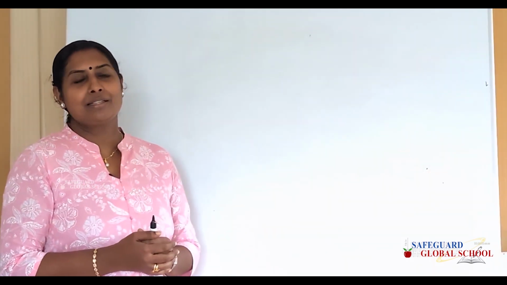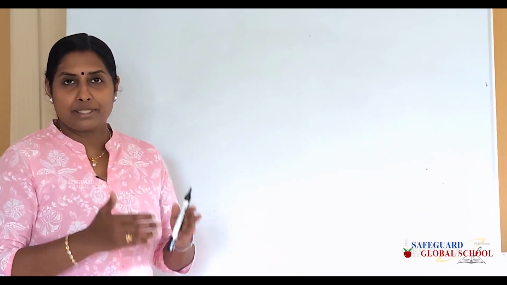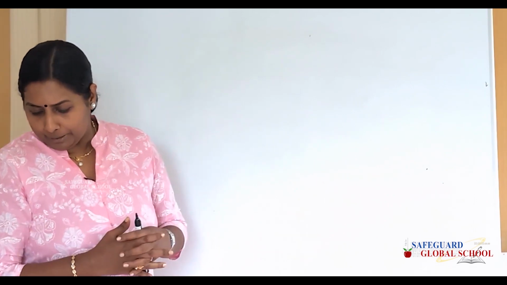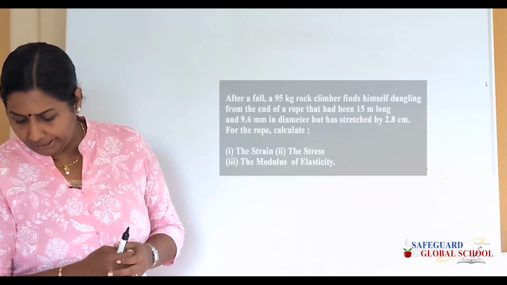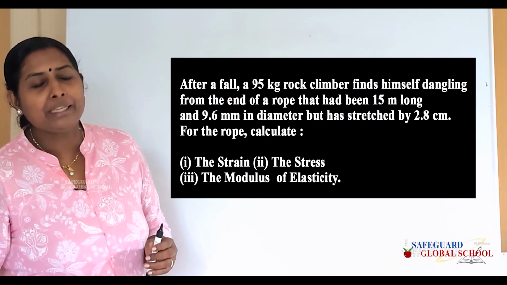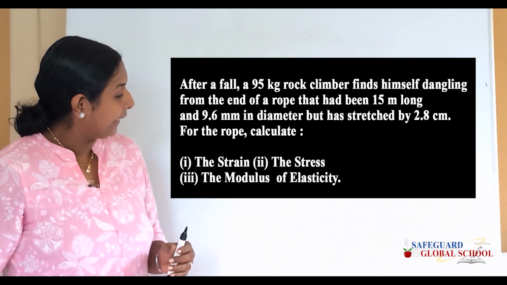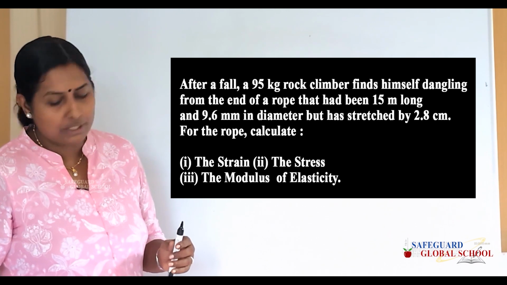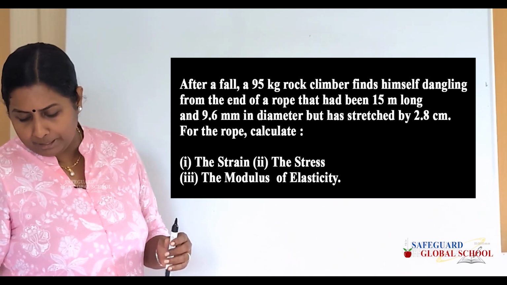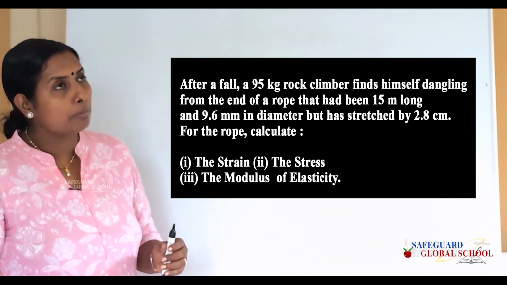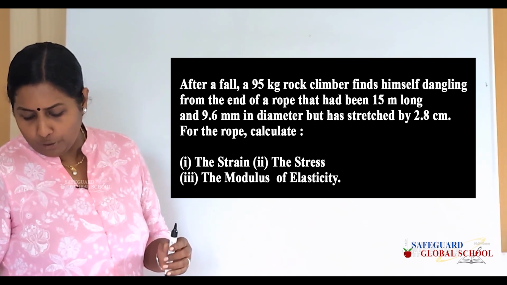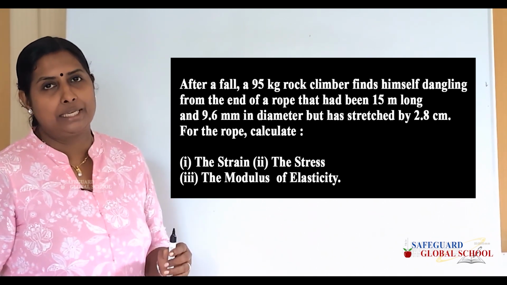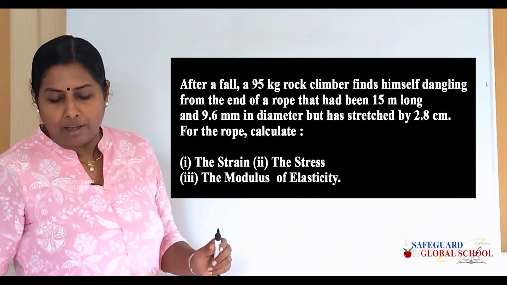Now we will discuss a numerical where the stress concept, the strain concept, and the modulus of elasticity concept are there. The numerical is like this, that you can see on the screen. After a fall, a 95 kilogram rock climber finds himself dangling from the end of a rope that had been 15 meters long and 9.6 millimeters in diameter, but has stretched by 2.8 centimeters. For the rope, calculate the strain, the stress, and the modulus of elasticity. That is the question. We will work it down.